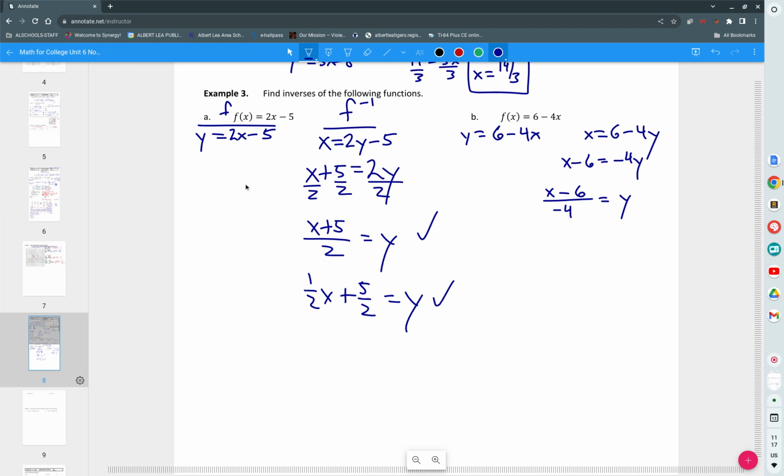Okay, I subtracted the 6. I got x minus 6 is negative 4y. I divided by negative 4 to get x minus 6 over negative 4 is equal to y. Now you could write it like that, or you could divide them both by negative 4. So negative 1/4 x and then plus 3/2.